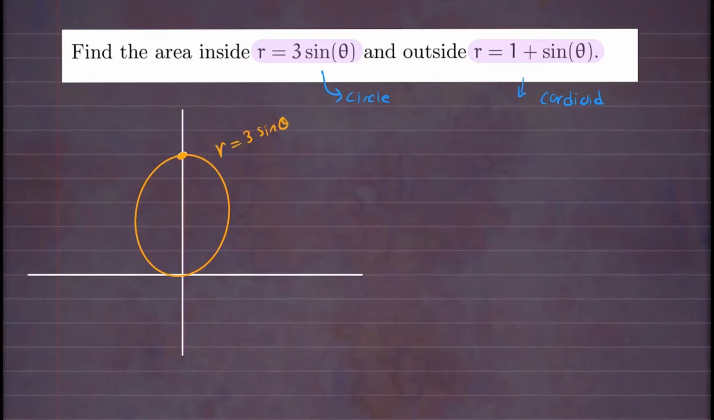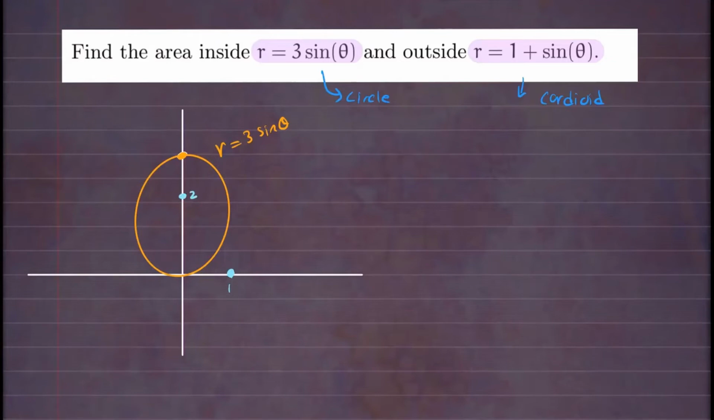And then for the second one, we are going to be drawing this cardioid. So when theta equals 0, sine of 0 is 0. So this is at 1. So let's suppose this is 1. And then when theta is pi over 2, sine of pi over 2 is 1. So 1 plus 1 is 2. Let's suppose this is 2.